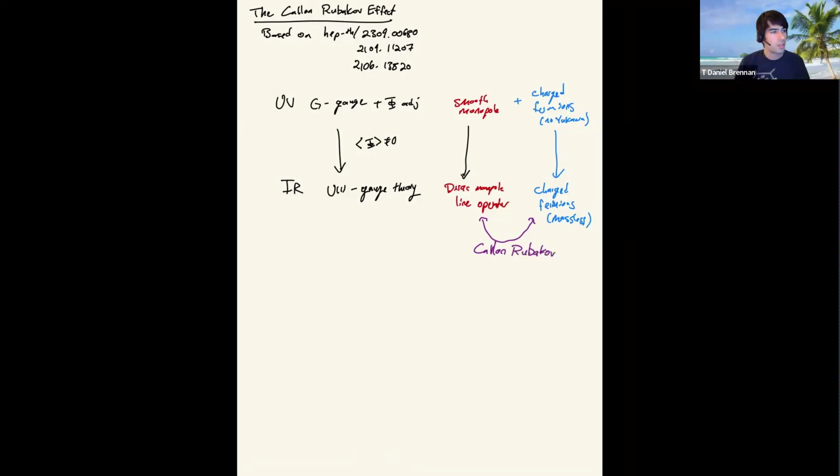Traditionally, the Callan Rubakov effect is phrased in terms of a GUT theory. Callan Rubakov is for GUTs. So we're in the setting that I phrased, but you can also ask the question totally in terms of this infrared effective field theory, where you have any sort of U1 abelian gauge theory with some charged fermions, and you can ask what happens when they scatter off of this Dirac monopole line operator.